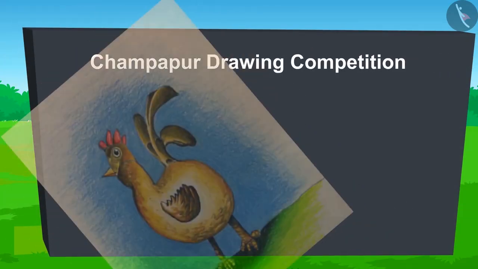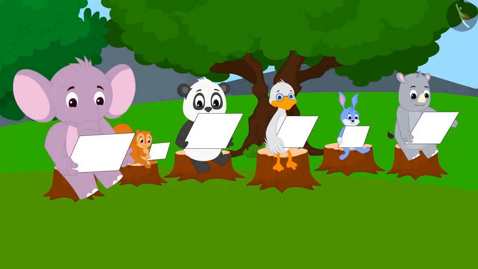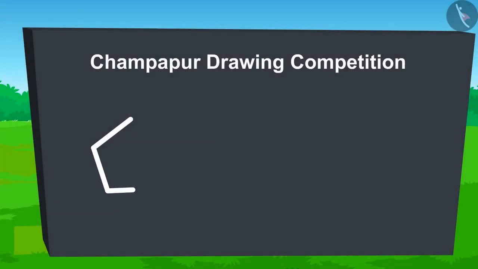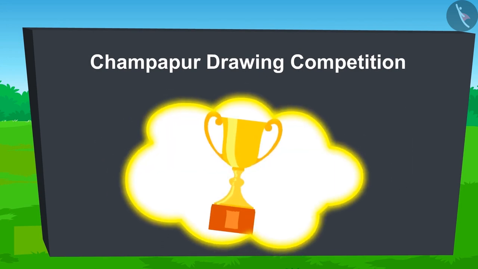Today, a drawing competition has been organized in Champapur. Everyone is ready with paper and pencil. Babban, the director of the competition, said that they can draw any shape. The person who creates the most beautiful picture will win a prize.